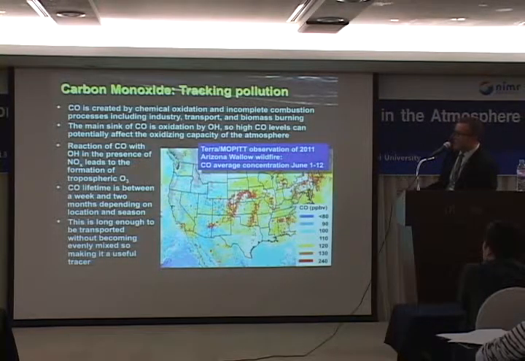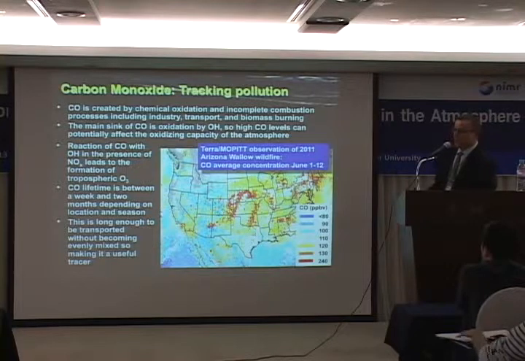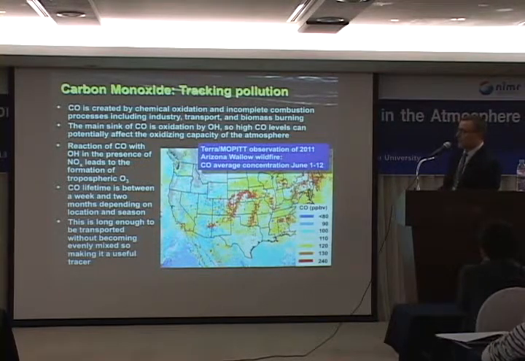Carbon monoxide. This is a gas that's really good for tracking pollution. It lasts for about a couple of months in the atmosphere, depending on the season and the location. Unlike methane, which is around for 10 years and therefore becomes evenly mixed, and any one new source is a small perturbation on the background, carbon monoxide is only around for 2 months before it gets oxidized by OH, the hydroxyl radical, and cleaned out of the atmosphere.